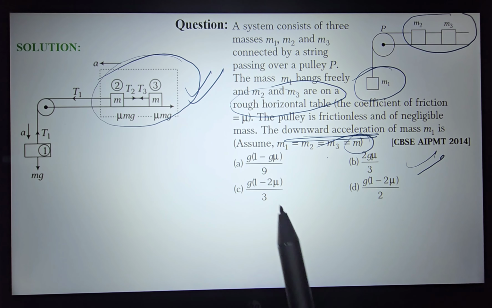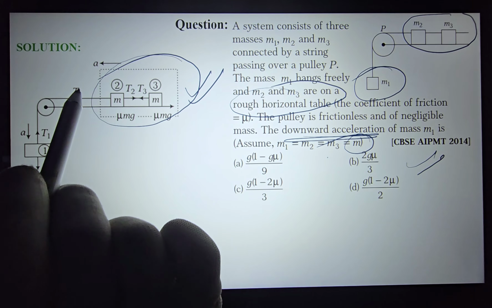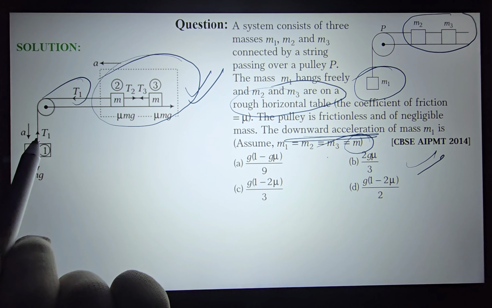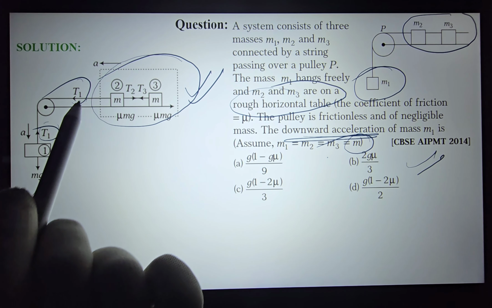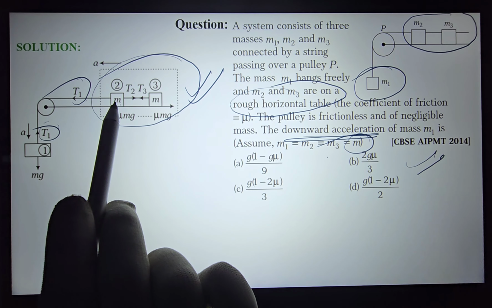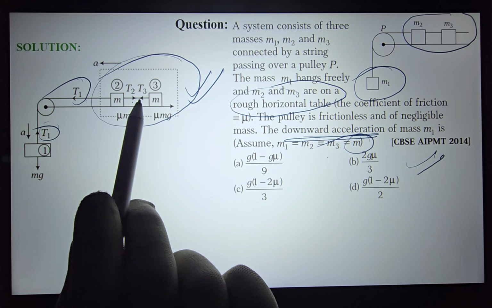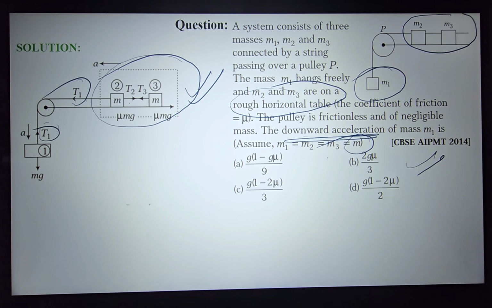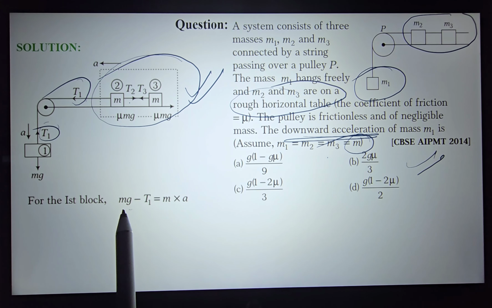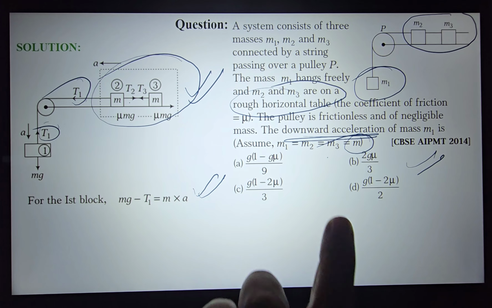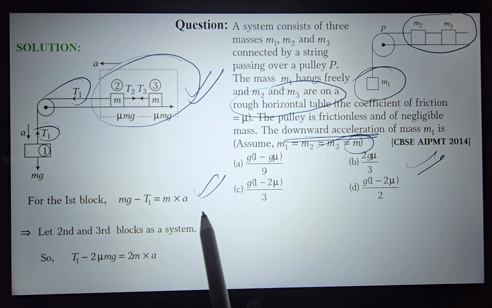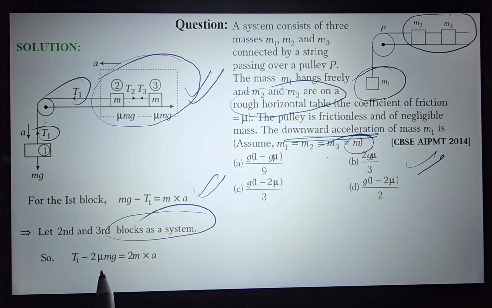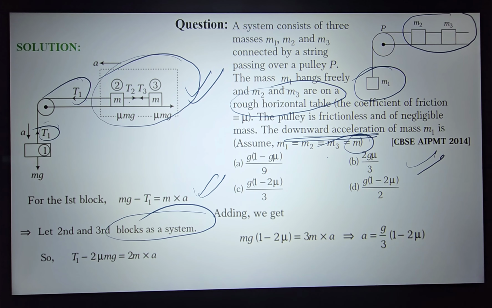Okay, so in this we have to show the different tensions. For example, this is T1 I am showing because the string is same, so this would also be T1, and in between these two masses there are two different strings, so these tensions would be different. So let it be T2 and T3. Now for the first block we can write the equation: mg minus T1 is equal to m into a. Then for second and third block, assuming them as a single system, T1 minus 2 mu into mg is equal to 2m into a. Now you just solve these two. After adding these two, you are getting mg into 1 minus 2 mu is equal to 3m into a.